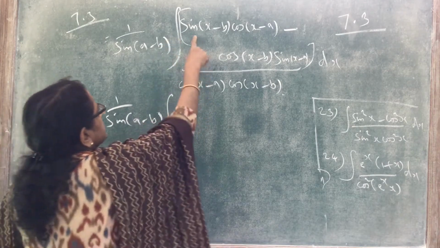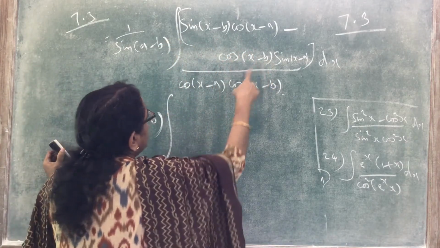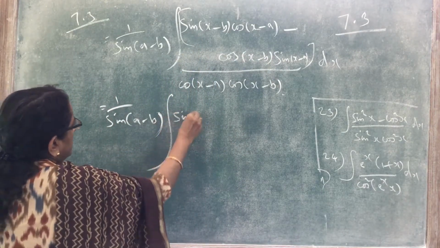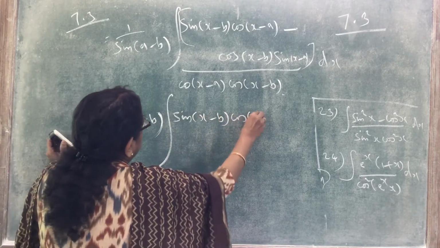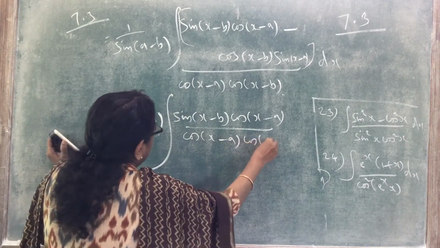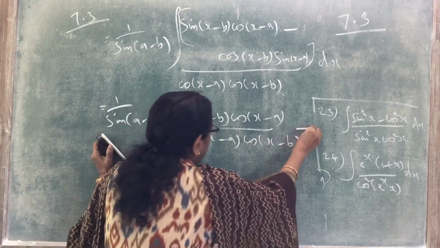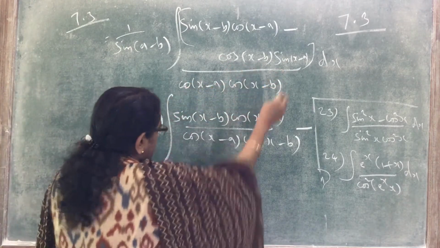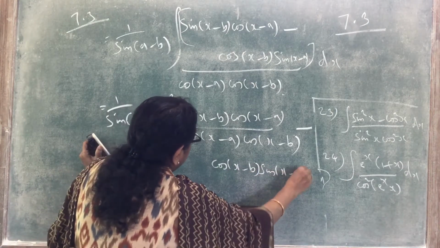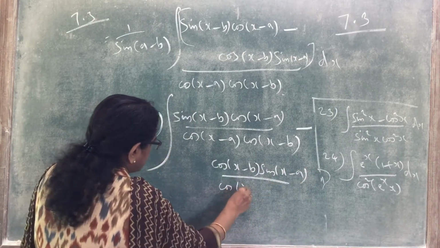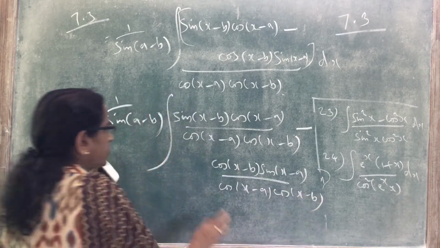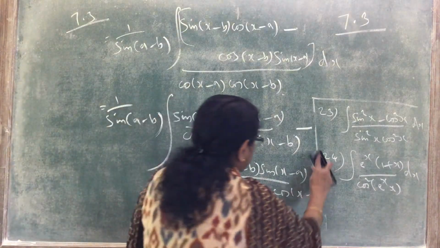Integral, first term: this term divided by this, minus this term divided by this. So we split and write. The first term is sin(x minus B) cos(x minus A) whole divided by cos(x minus A) cos(x minus B). Minus the second term: cos(x minus B) sin(x minus A) whole divided by cos(x minus A) cos(x minus B). Then we write dx.